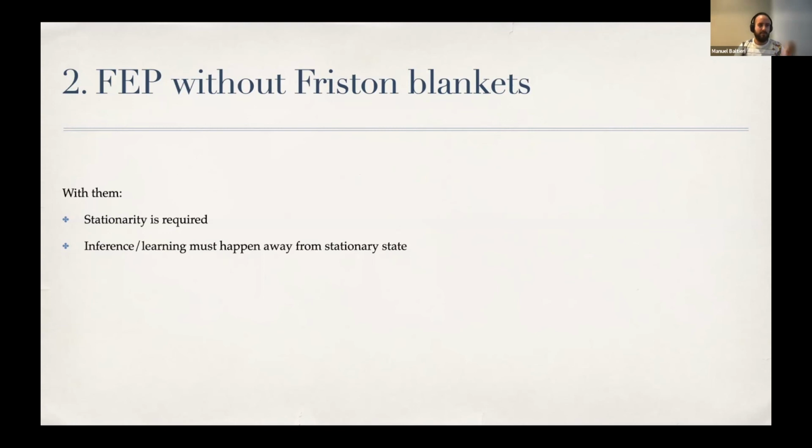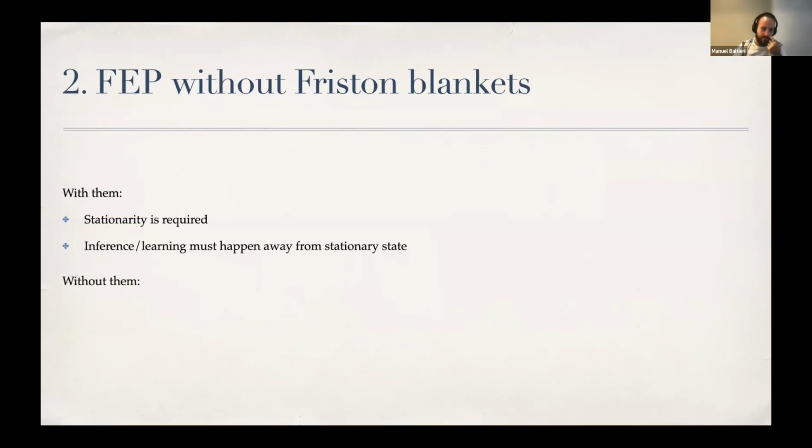So, in a paper where people start to say, oh, but this is really actually not true, we don't need stationarity, well, the thing they do there is just show a simulation where they bump a system out of stationary state, and then they let it relax to stationary state again and say, oh, see, during this relaxation, inference and learning are happening. Well, yes, that's the whole point. They cannot happen if you are in a stationary state.